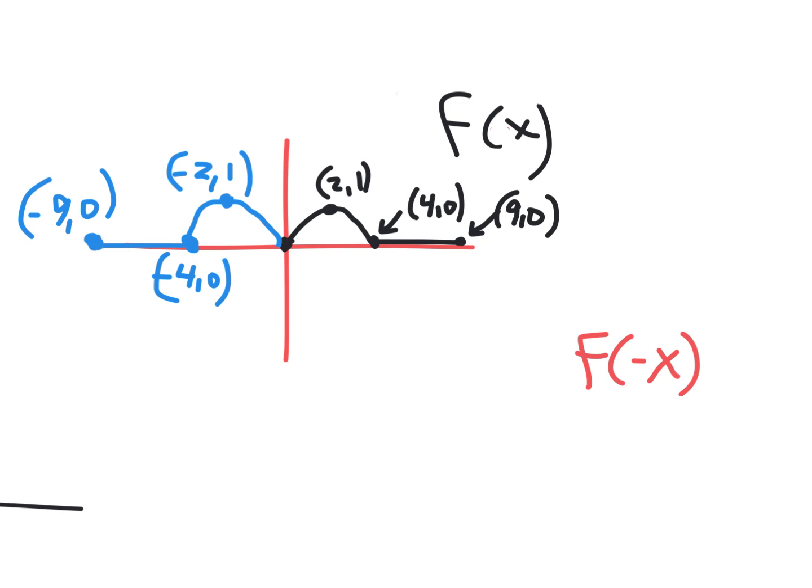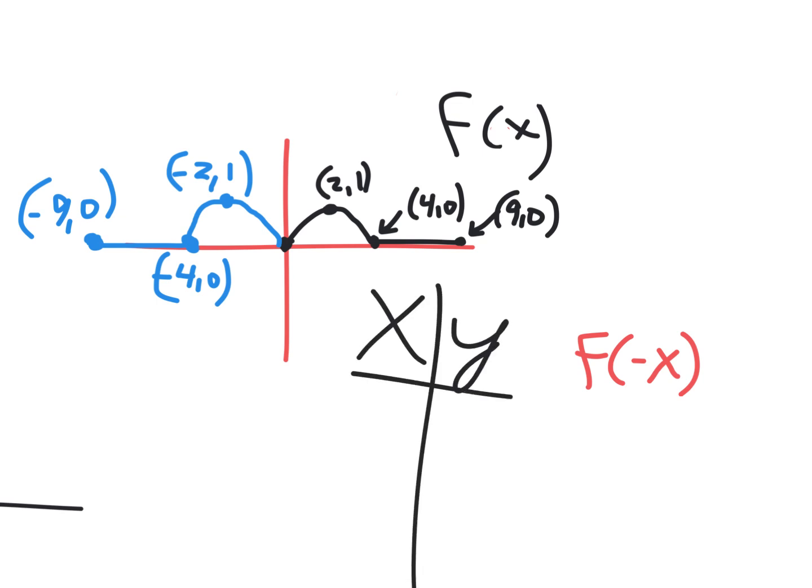Okay, now let me show you what would have happened if you had an XY chart and you had all of these points on it, 2, 1, 4, 0, 9, 0, and then I wanted to do this to it. Now, I have to take all of my X's and make them the opposite. Now, there's no way to do the opposite of doing the opposite. Otherwise, I wouldn't actually make any changes and it wouldn't go anywhere.